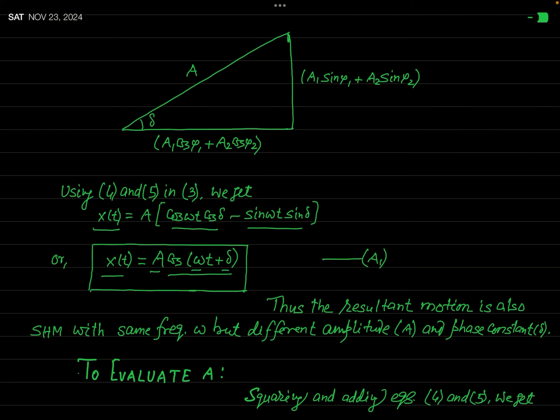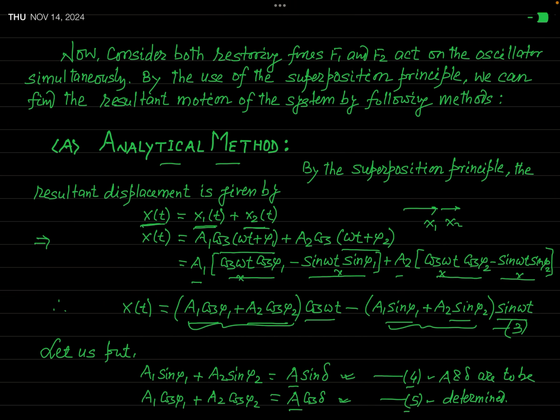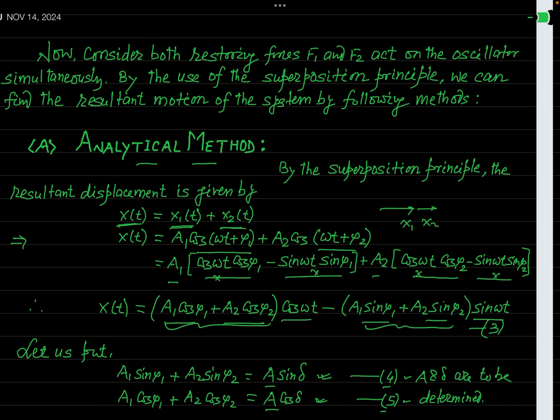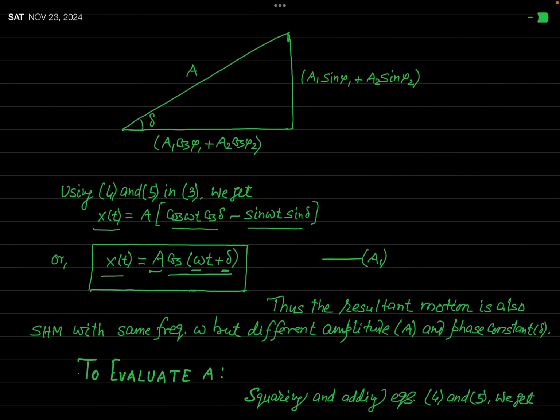But as you know, this A and delta we have assumed arbitrarily. These are not known. So now our task is to find the value of A and delta. You can easily see how A and delta can be found. As I have told you, if you square equations 4 and 5 and add, you will get the value of A square.